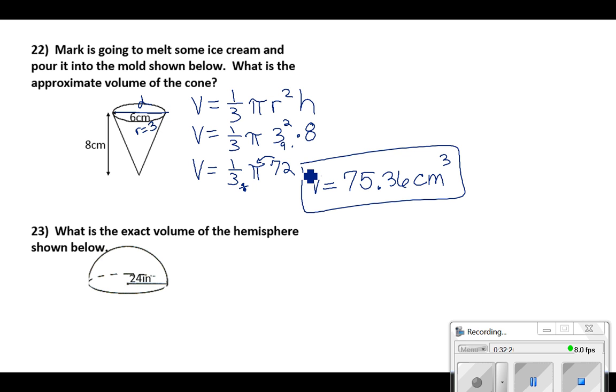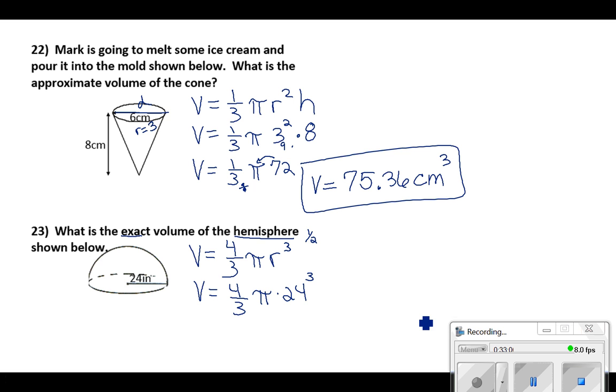Question 23. What is the exact volume of the hemisphere shown below? And I know hemisphere is half of a sphere, so that's going to be important when I start to solve my problem. So I'm going to start by solving for the sphere, because then I just have to divide that number in half. So we're going to write the formula for a sphere, 4/3 pi r cubed, and I have the radius is 24. So 4/3 pi times 24 cubed.